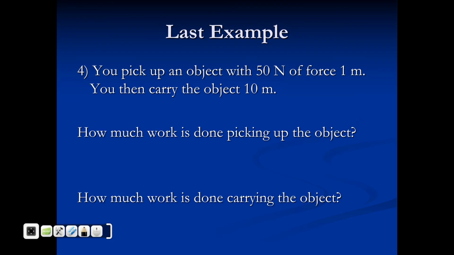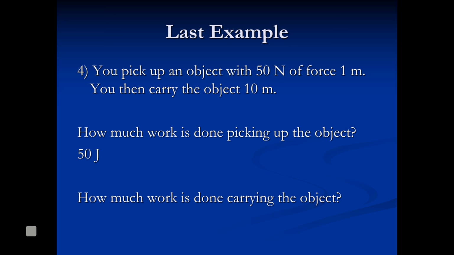You pick up an object with 50 newtons of force, 1 meter. You then carry the object 10 meters. How much work is done picking up the object? Well, if you're picking up the object, you're applying 50 newtons of force and moving it 1 meter, so that would be 50 joules, 50 times 1.